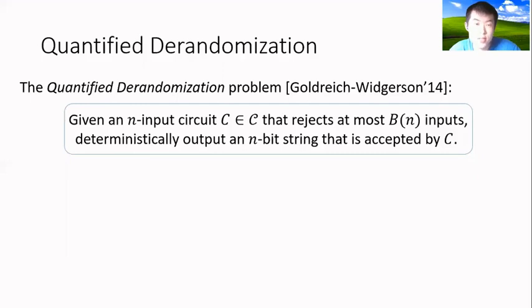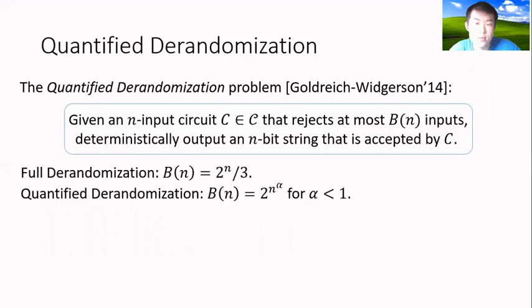In the standard setting, we want to do a full derandomization. So the parameter B(m) is 1/3 times 2 to the m. But this problem is very hard, and we don't know how to do it even for very restricted circuit classes. So we consider an easier version, quantified derandomization, where the parameter B(n) is only 2 to the n to the alpha for some alpha strictly smaller than 1.